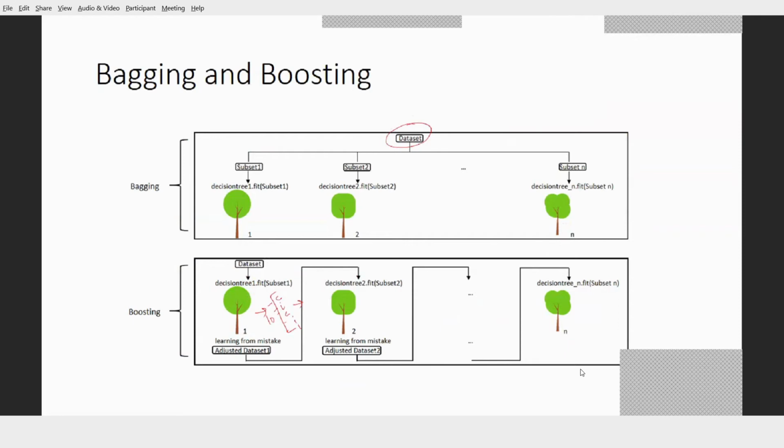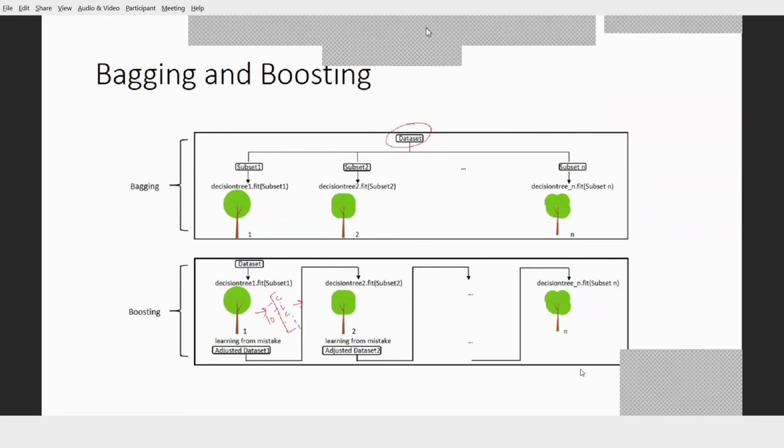I hope this diagram makes things much clearer in comparison to the algorithms. I'll encourage people to speak out so that I understand how well you have understood. Yes, ma'am, understood.